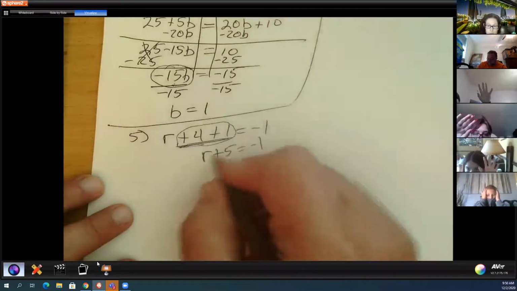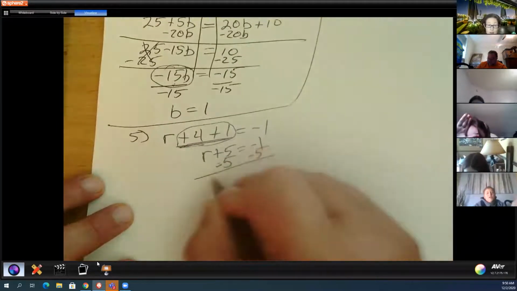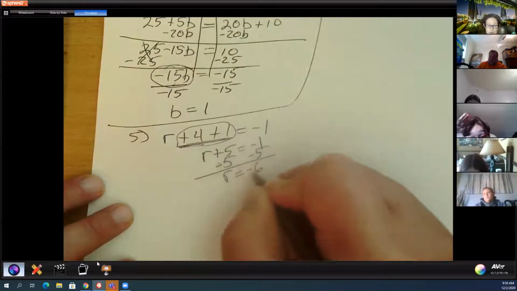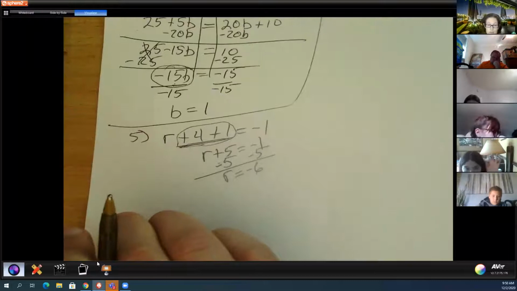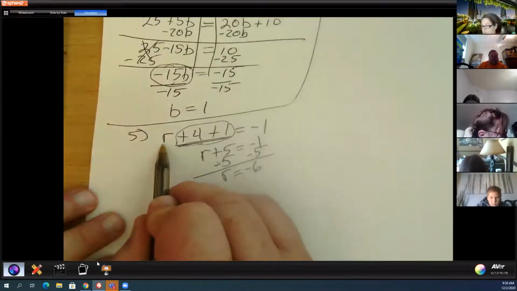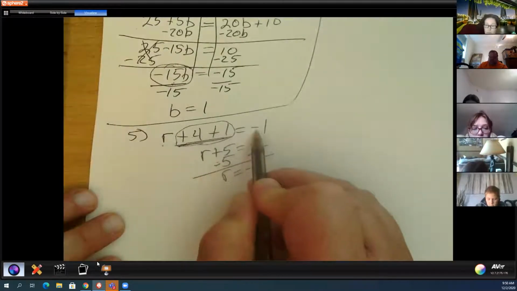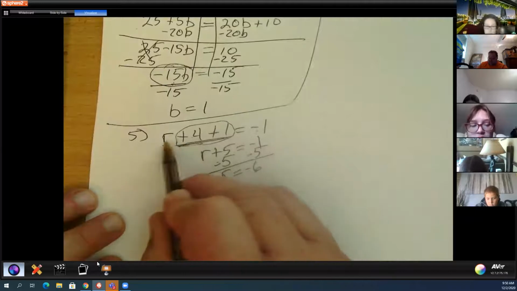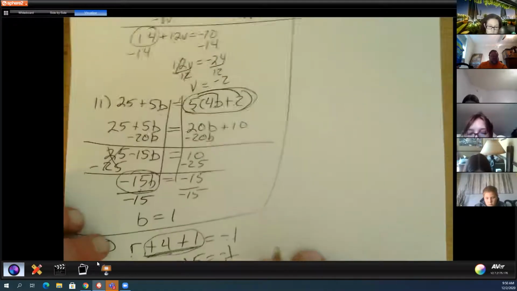So I subtract, and you should have one number or the other on your hand, right? If I'm not sure about this, I can plug it back in up here. Is negative 6 plus 4 and plus 1 equal negative 1? Yeah, because negative 6 plus 5 is going to be negative 1. So that proves that's the right answer.